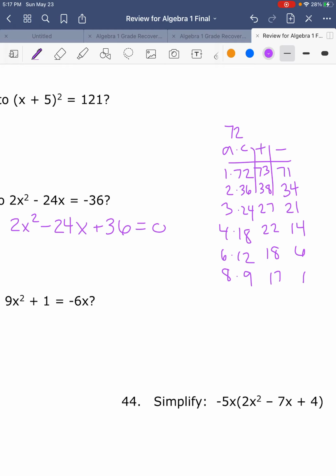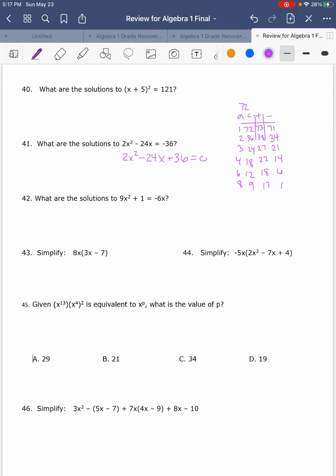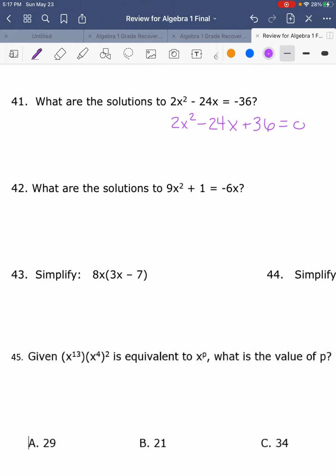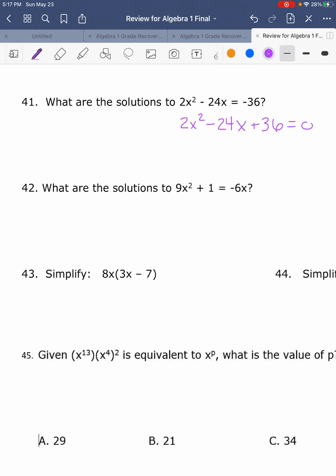I don't see a 24. Hold on, what did I do wrong? Alright, I'm going to skip that one. I did something wrong. 41 and 42 are just factoring, so do those. If you need help, ask your teacher. I'm being lazy. Alright, 43.